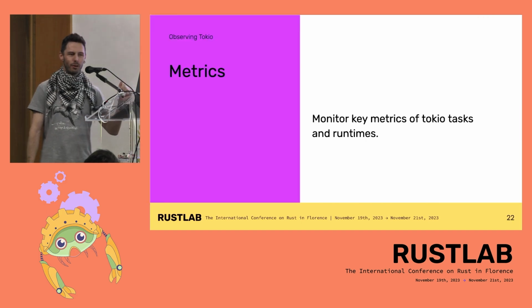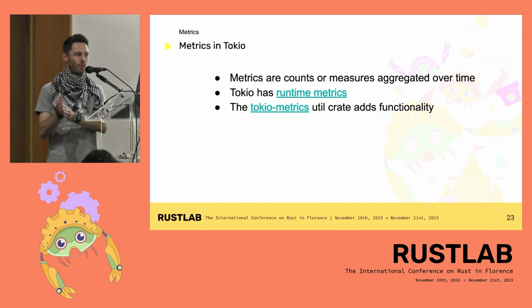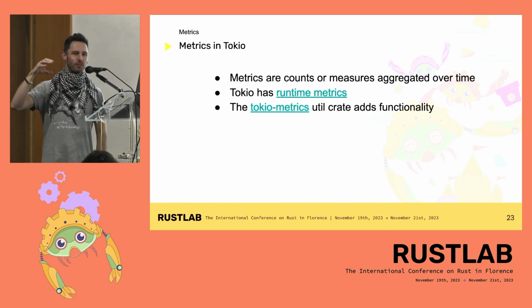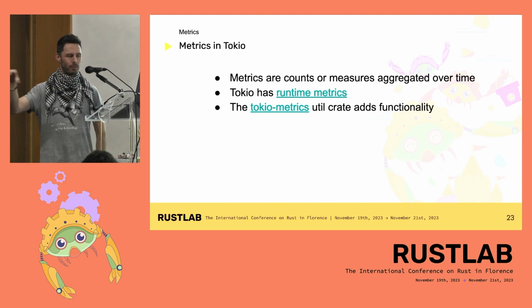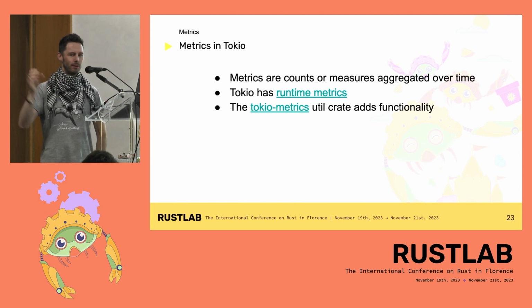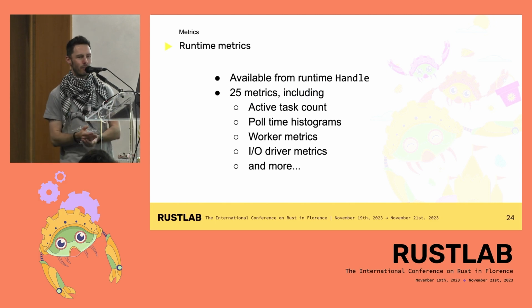So first of the tools that we're going to talk about are metrics. Metrics are counts or measures aggregated over time. Tokio has runtime metrics, which are aggregated at the runtime level. Additionally, there is a Tokio Metrics utility crate, also from the Tokio team. I think it was originally started by Jack Wren, and I know Noah Kennedy has contributed to it quite a bit. And this adds some additional functionality which you can use alongside or on top of the metrics from Tokio itself.